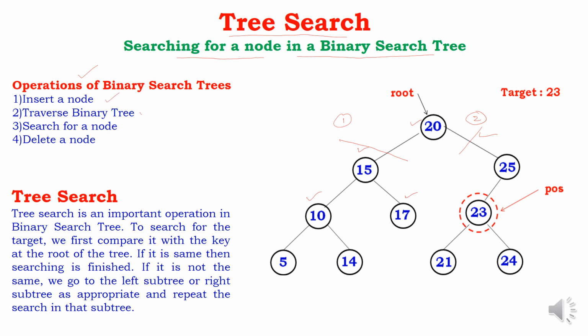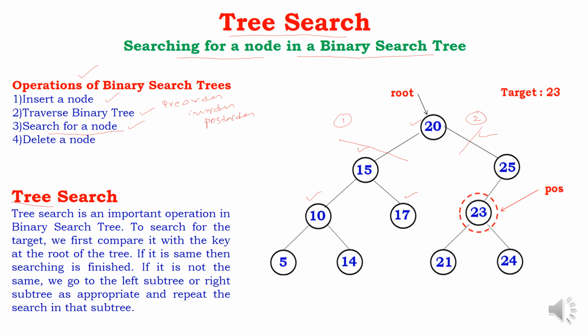Then traverse a binary tree. There are three traversal techniques. We can traverse a binary search tree in three different orders: pre-order, in order, post order. Then search for a node. Now we are discussing searching for a node. We are searching for a target node in a binary search tree. The other one is delete node. Now our concentration is on searching for a node in a binary search tree.